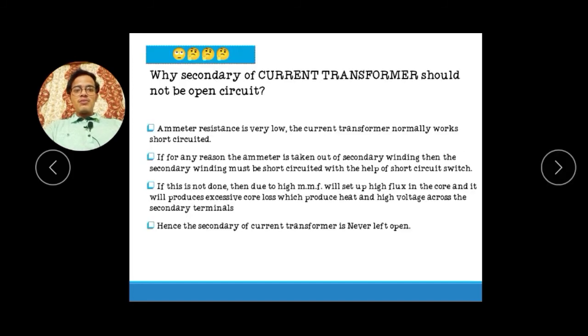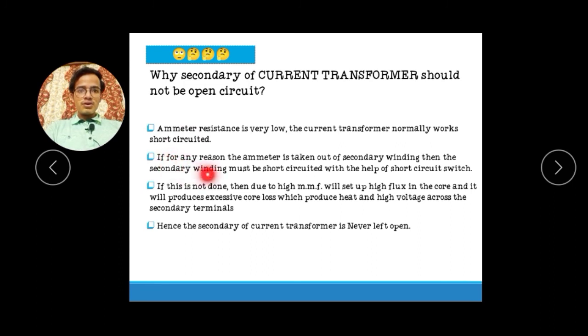Next is why the secondary of a current transformer should not be open circuited. Like the PT, which we don't short circuit, in the CT we don't open circuit the secondary. So here is the reason for that. Ammeter resistance is low and the current transformer normally works in the short circuit condition.